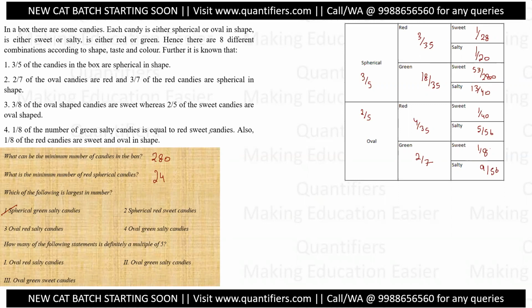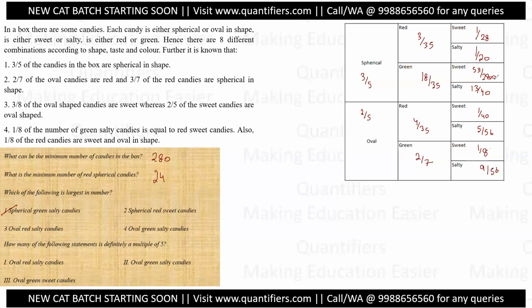How many of the following statements are definitely a multiple of 5? First, oval red salty candies. Oval red salty candies. 5 by 56, 280 definitely a multiple of 5 because 5 is in the numerator. Oval green salty. Oval green salty. 56 again a multiple of 5 because 280 is the minimum value. 56 5 to 280. Right? Oval green salty. If you are looking at 9 by 56 into 280 is the minimum value, so I will have to cut it on 5. Right? So 5's multiple will definitely be there.